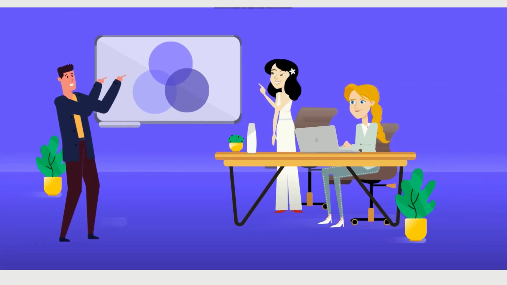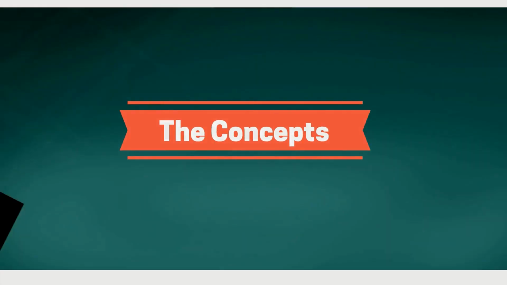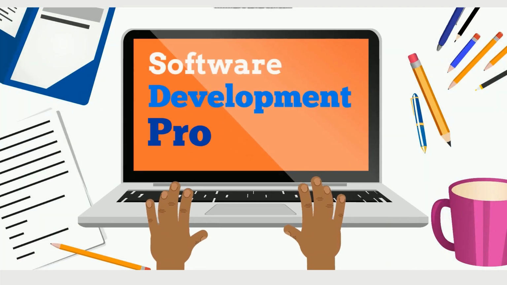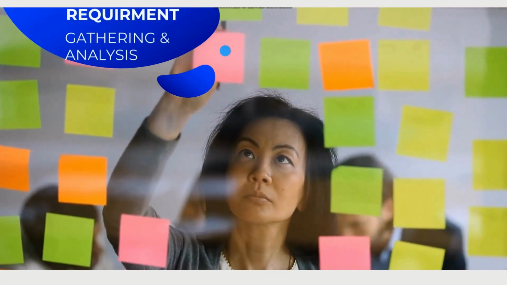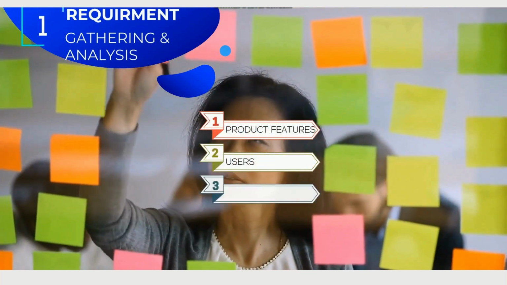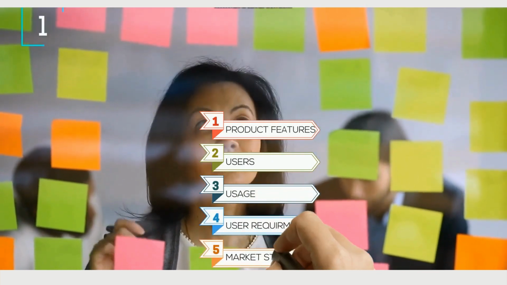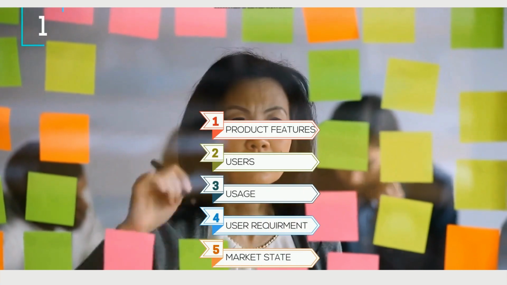Emma is curious by nature and she wants to understand the software development process. So, here we go. Software development is a very well-defined and organized process. First phase, requirement gathering and analysis. Information will be collected like product features, who are the users, how it will be used, some user requirements, the current state of the market, and a few other things.